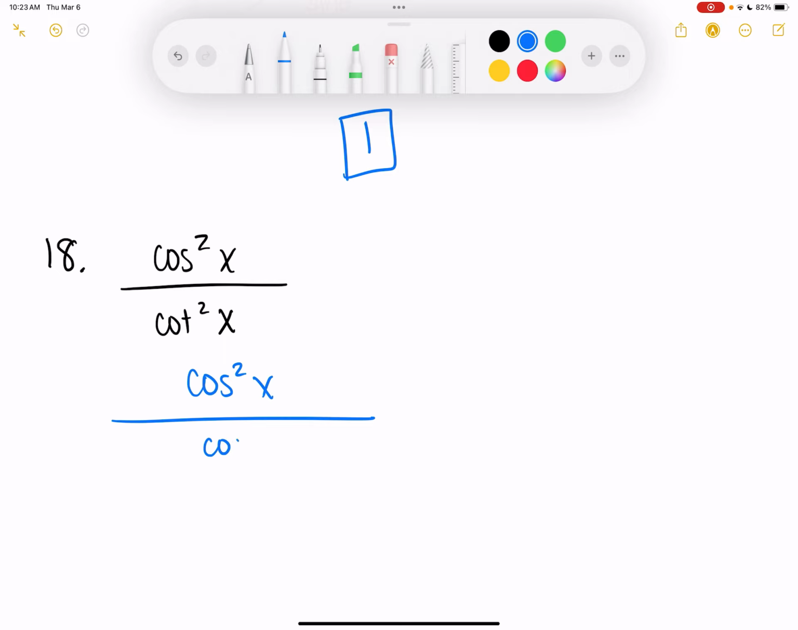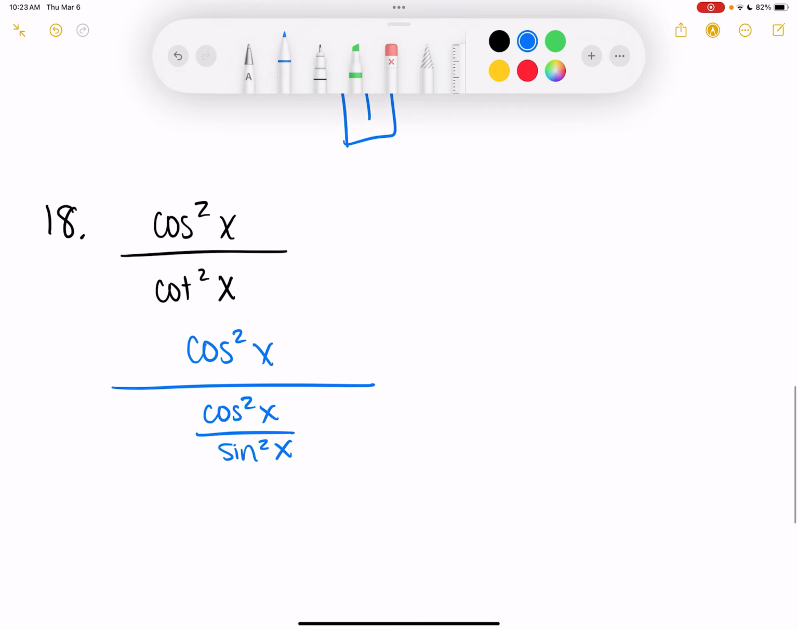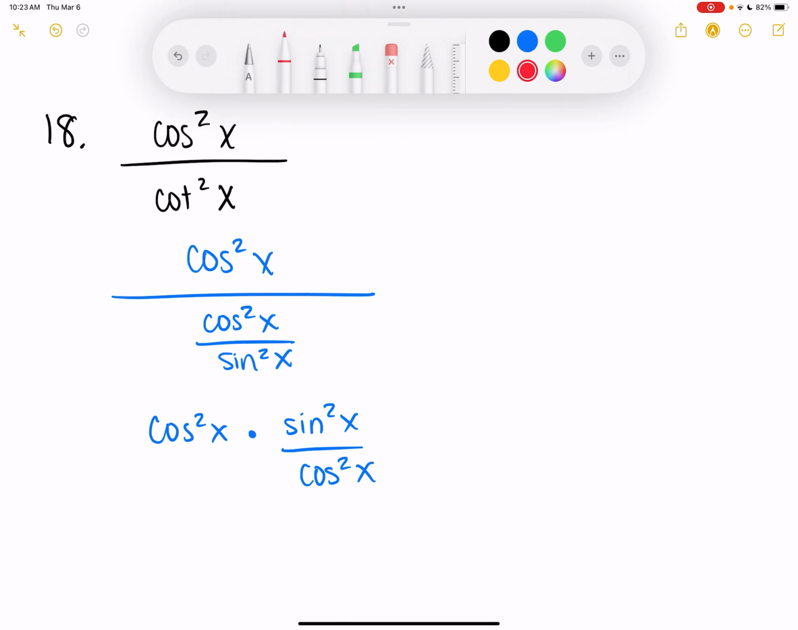And again, we need shepherd because why? Keep, change, flip. So I've got cosine squared of x times sine squared of x over cosine squared of x. And those cosines cancel. Yep, cosine squareds cancel, and I'm left with sine squared of x.